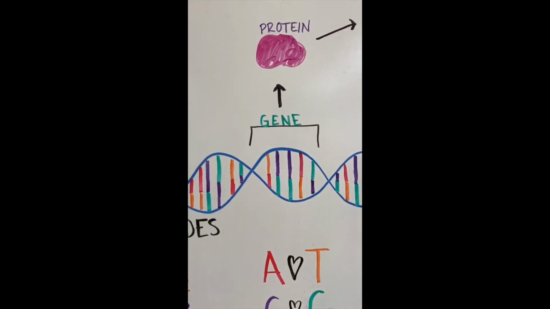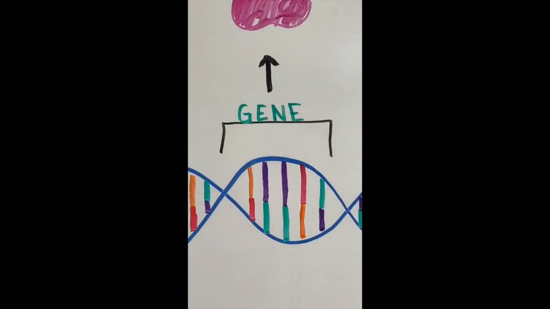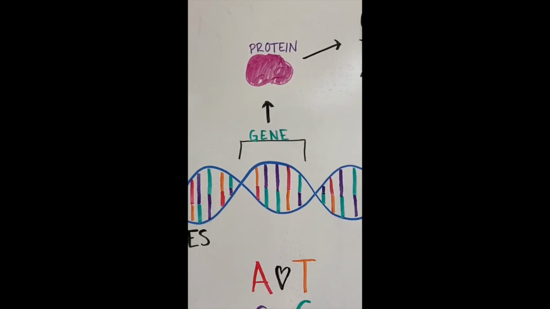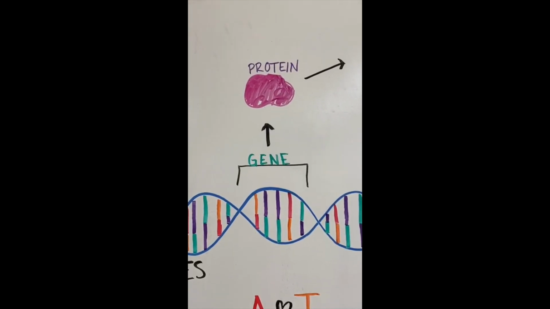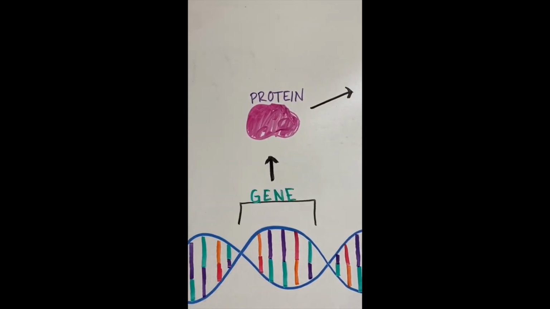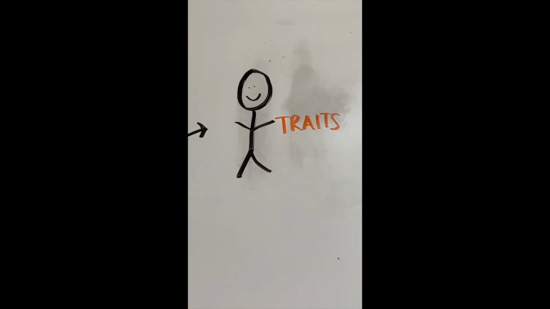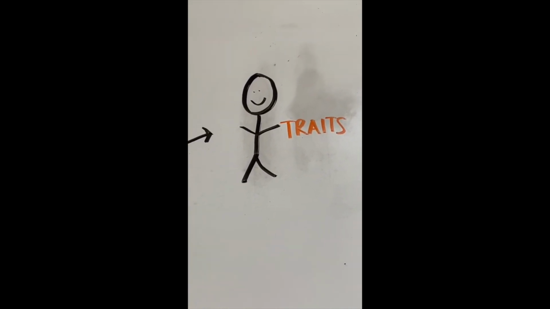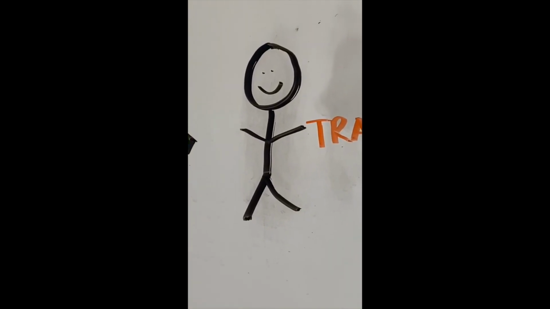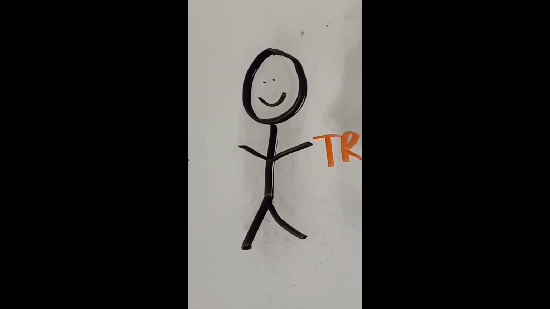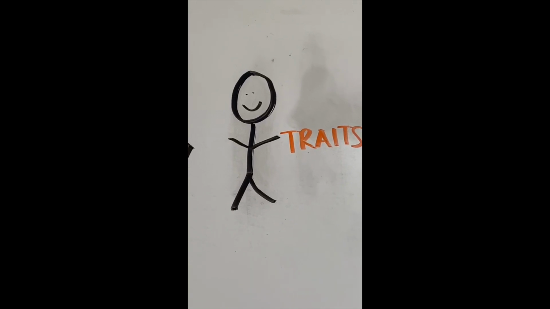One last thing. Small sections of your DNA, that's called a gene. Your gene holds specific instructions to make your protein, and your protein determines your specific physical traits. So it makes up what you look like. Hopefully you look a little bit better than that, but what can you do?